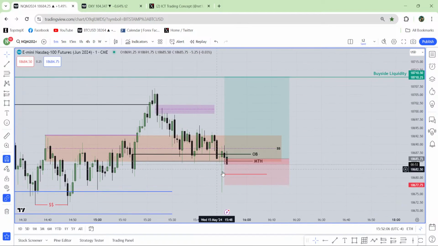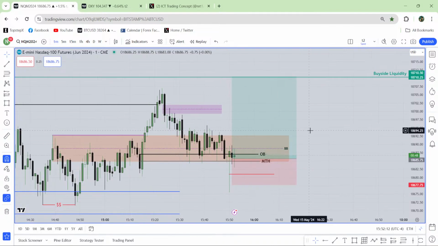By the way, don't think that this is an entry. No entry is valid after 345. Okay, please don't take any entry.